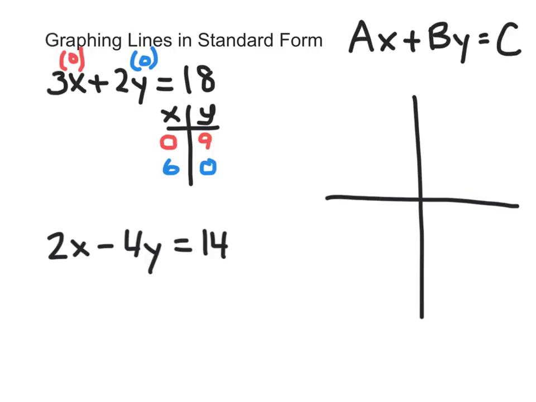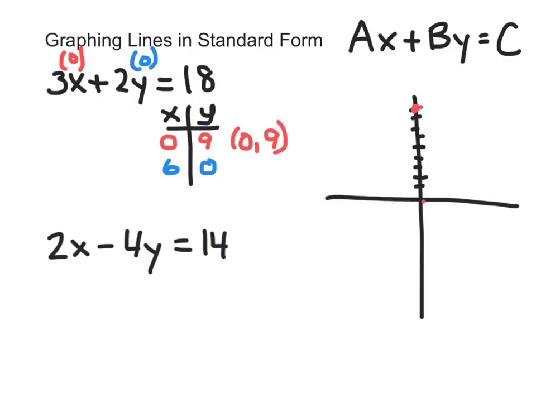Now we're going to plot those 2 points on our graph. So 0, 9. Remember that this is a point. 0 is our input x, and 9 is our output y. From the origin, we're going to move left or right 0 units, and then we're going to go up 9. So 1, 2, 3, 4, 5, 6, 7, 8, 9. And that's where we're going to put our point, 0, 9.